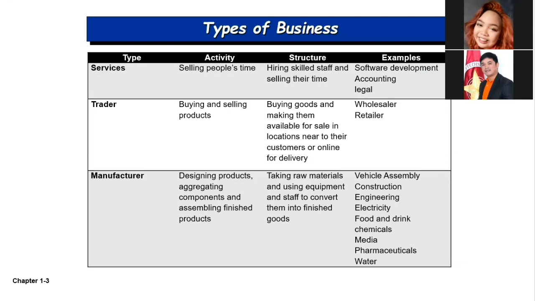Okay? With the manufacturing business, the activity is we design the products, aggregating the components, and assembling the finished products. So here, we take the raw materials, we use all the equipment and the staff to convert those raw materials into finished goods. Yun yung difference na with merchandising, because here, we convert raw mats to finished goods. We produce what we are selling. So here, there are a lot of examples, the vehicle assembly, construction, engineering, electricity, and etc.